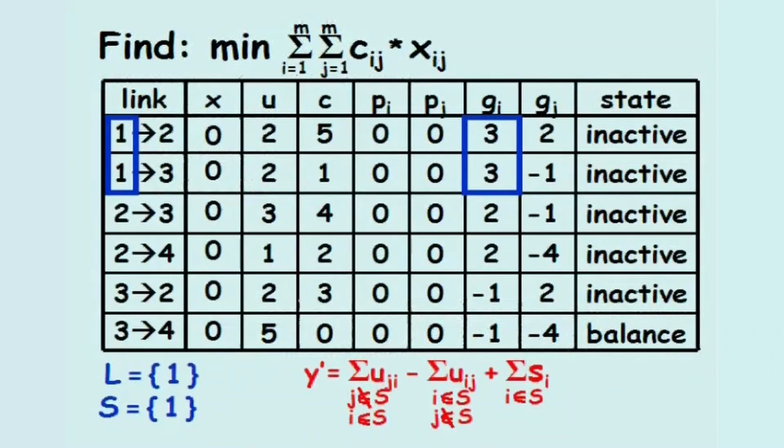derivative y prime for the dual objective function for nodes in the current set S. This equals the sum of the upper bounds of all links entering a node I contained in set S coming from a node J not contained in set S for active links only, minus the upper bound of all links leaving a node I contained in set S going to a node J not contained in set S for active and balanced links only, plus the sum of the sources at all nodes in set S.